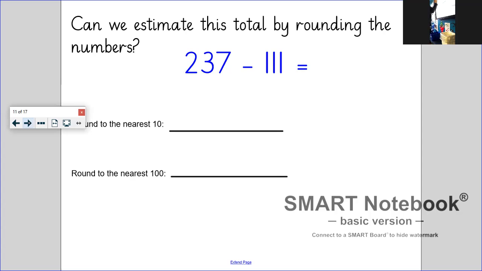Okay, welcome back. We have got 237. You should have rounded that up to 240. And we should have 111. You should have rounded that down to 110.